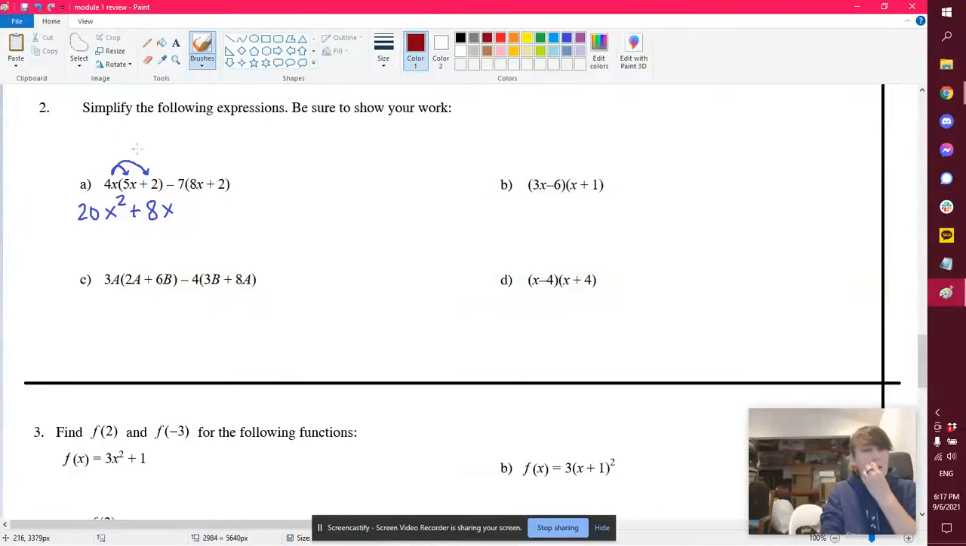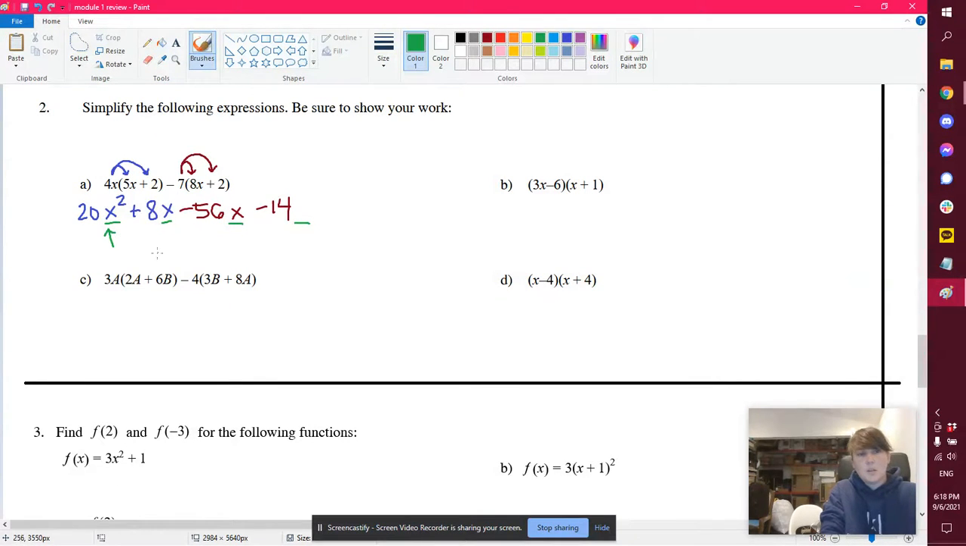And then this was something that I want to make sure is clear. When you're doing minus 7 times 8x and minus 7 times positive 2, once you do the multiplication, you don't need parentheses anymore, right? So the minus 7 times a positive 8 becomes minus 56x, and we don't need parentheses. Like, that's just good. It turns into a minus. And then minus 7 times plus 2 is minus 14. Bada bing.